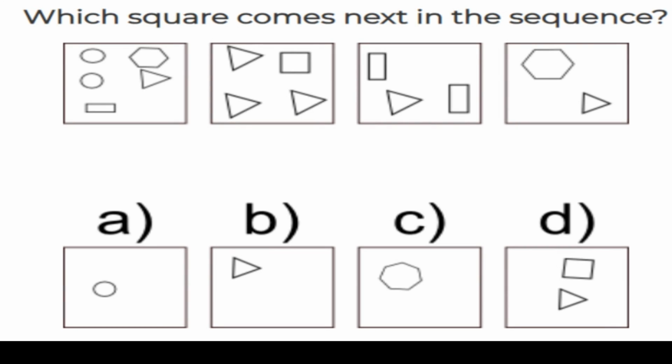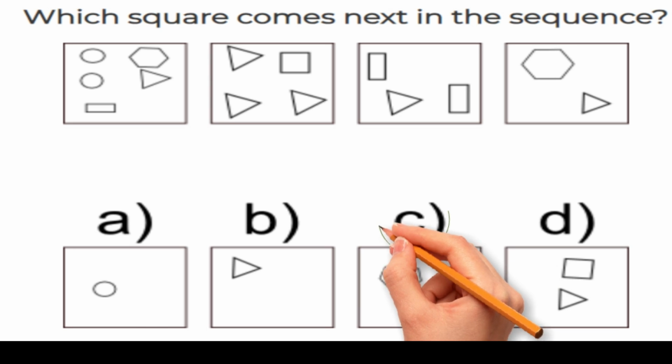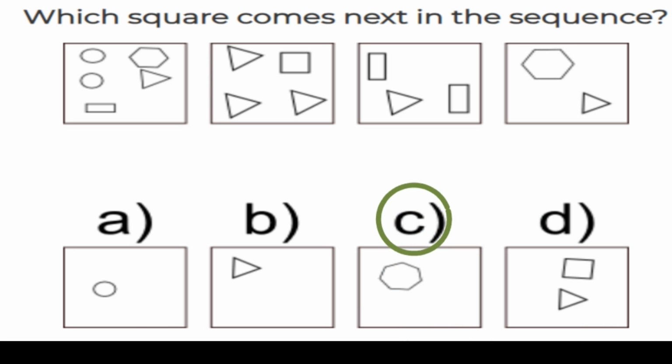Which square comes next in the sequence? The answer is letter C. The number of shapes is decreasing by 1 in each step, while the total number of sides is decreasing by 2.